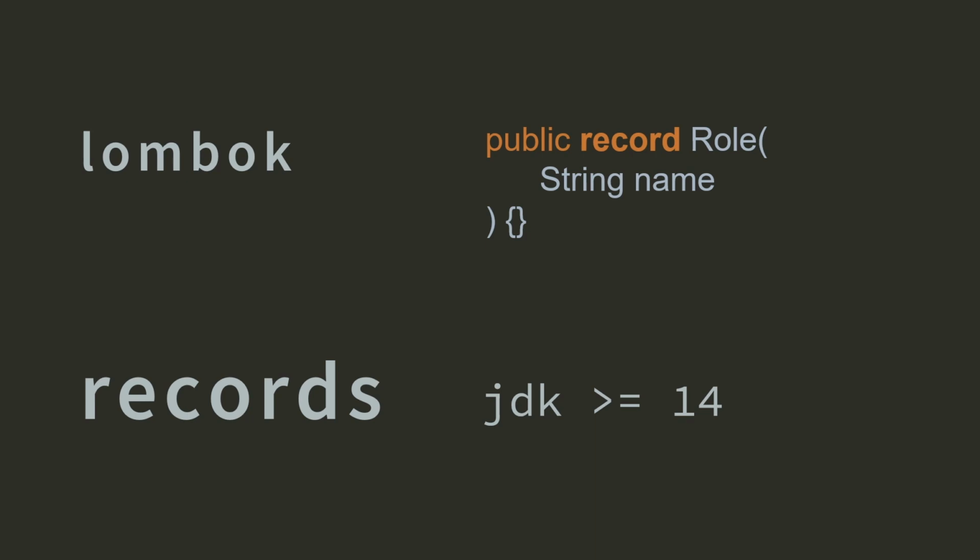Java records are a language feature introduced in JDK 14. The record keyword is used instead of the class keyword, and they act as immutable data carriers, and they automatically provide getters, a canonical constructor, toString, equals, and hashCode methods.